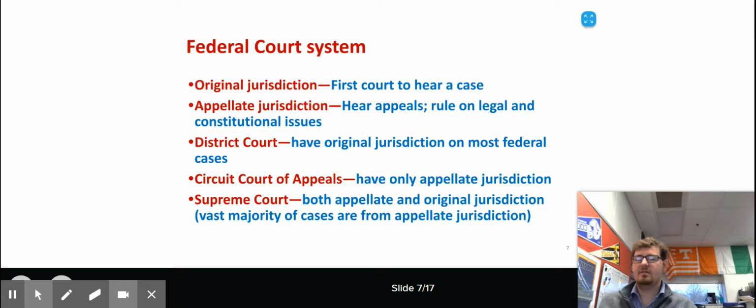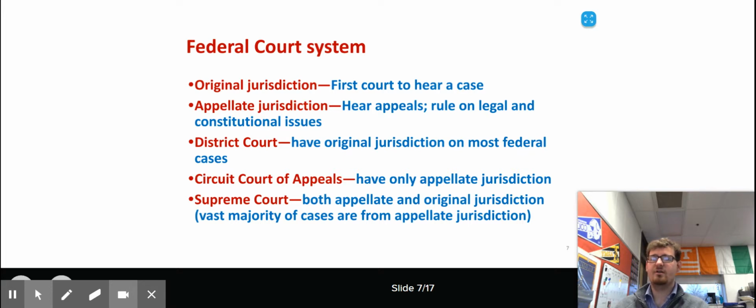All right. So, looking at the federal court system, so not just the Supreme Court, but the lower courts, and some basic terms at that. So the first term I want to look at is original jurisdiction. Essentially, it's where does the case start out? The first court to hear a case has the original jurisdiction, and the Supreme Court has right of original jurisdiction if it so desires.